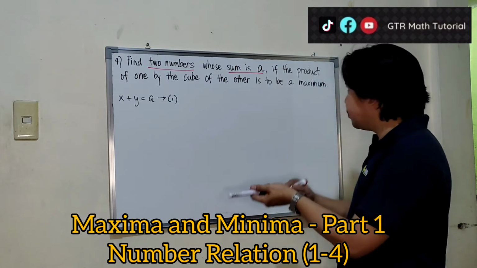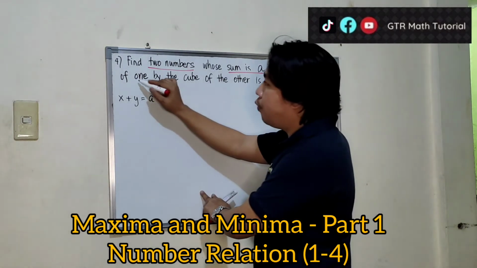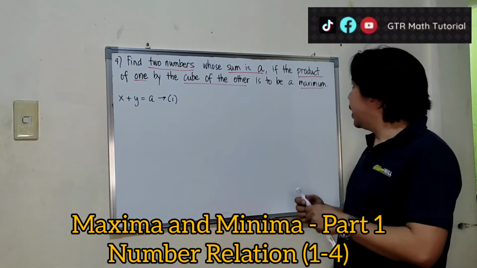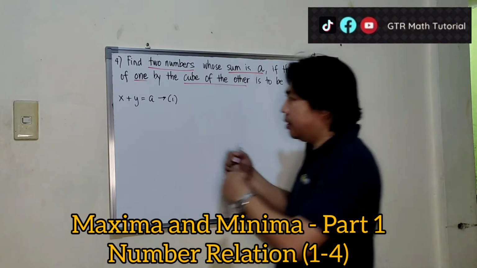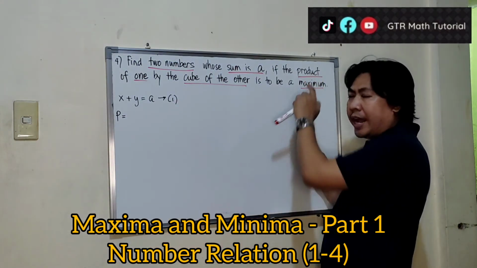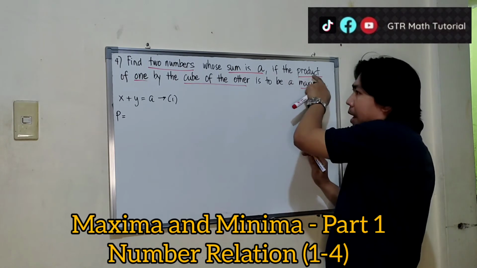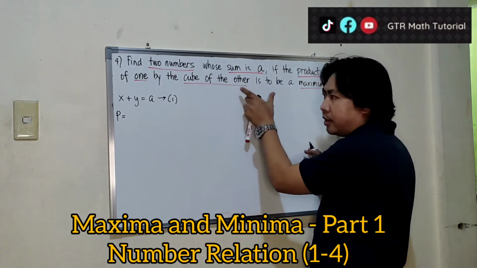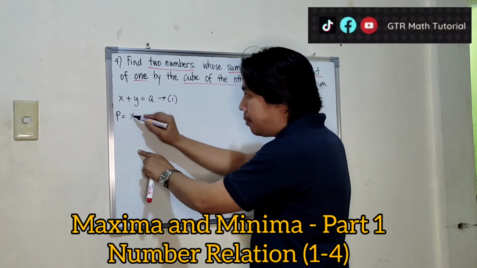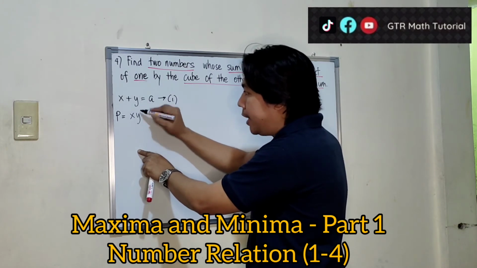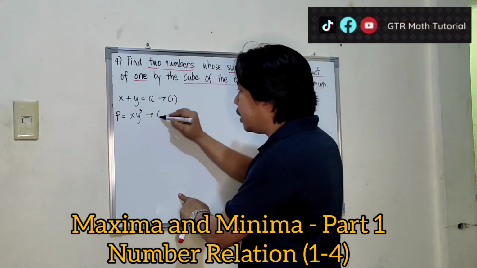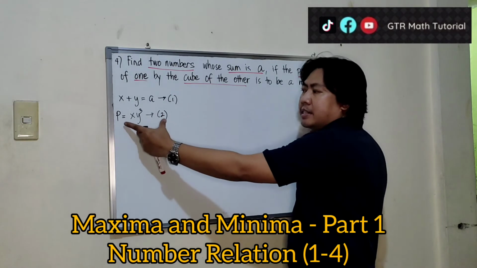Then, second equation, if the product of one by the cube of the other is to be a maximum. Okay? So, let P be the product. So, P equals, product, P, or you can assign any variable. So, the product of one by the cube of the other. So, let's say the first number is x. Product of one number by the cube of the other, so cube of y, is to be a maximum. Okay, so this is our second equation. So we're going to maximize the second equation.